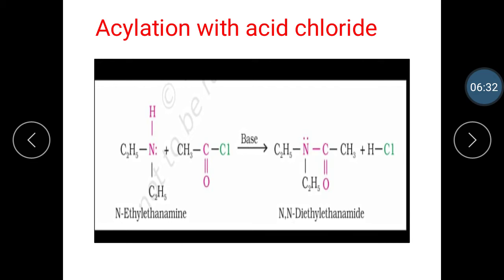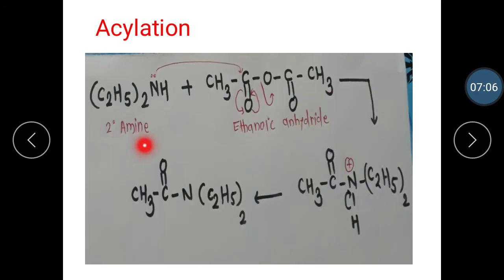Then the next reaction is N-ethyl ethanamine reacting with the acid chloride. This nitrogen donates its lone pair to this carbon. At that time the bond between this carbon and oxygen will break. Oxygen makes back bonding again. At that time this chlorine leaves, meaning this hydrogen combines with Cl and HCl is removed. This nitrogen is joined with this carbon, forming N,N-diethyl ethanamide. Then the next reaction is the acylation of secondary amines with ethanoic anhydride.